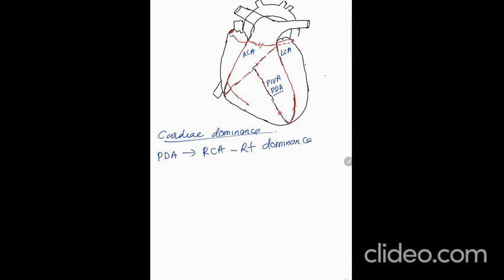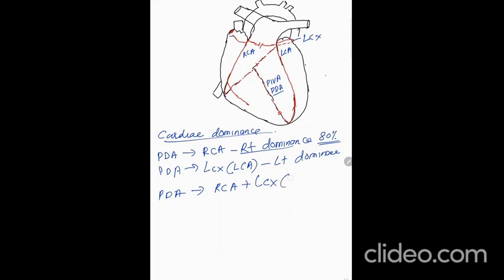In other cases, sometimes the posterior descending artery arises from the left circumflex artery, the LCX, which is a branch of the left coronary artery. In that case, it is known as left dominance. And in the majority, almost 80 to 90% of cases, the heart is right dominant. And in other cases, sometimes the PDA is formed from the right coronary artery and the left circumflex artery, which is the branch of the left coronary artery.